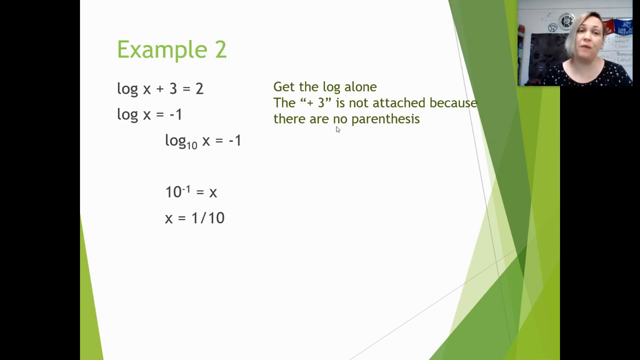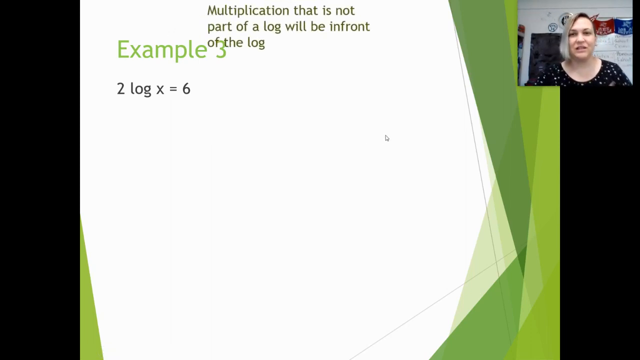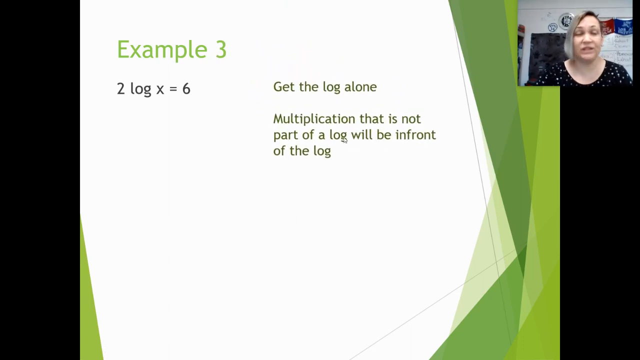I want to show you a problem where a number is being multiplied and not attached to the log. So I'm not taking the log of a multiplication problem. All right, so in this problem where the 2 is in front of the log, obviously I'm not taking the log of 2 because it's in front of it. It would have to be after it. So if I want a multiplication problem to be moved to the other side, I'm going to put the multiplication part in front of the word log.